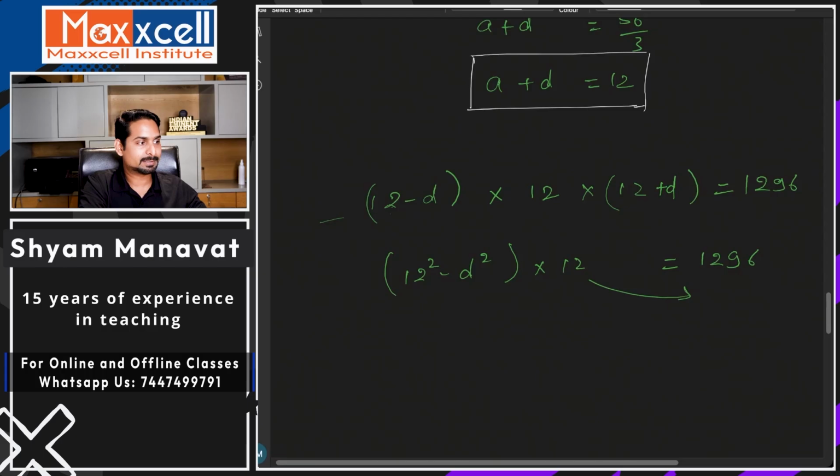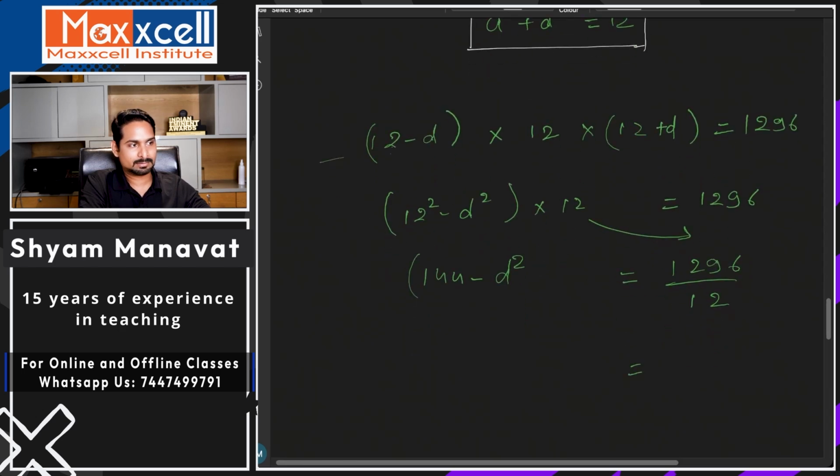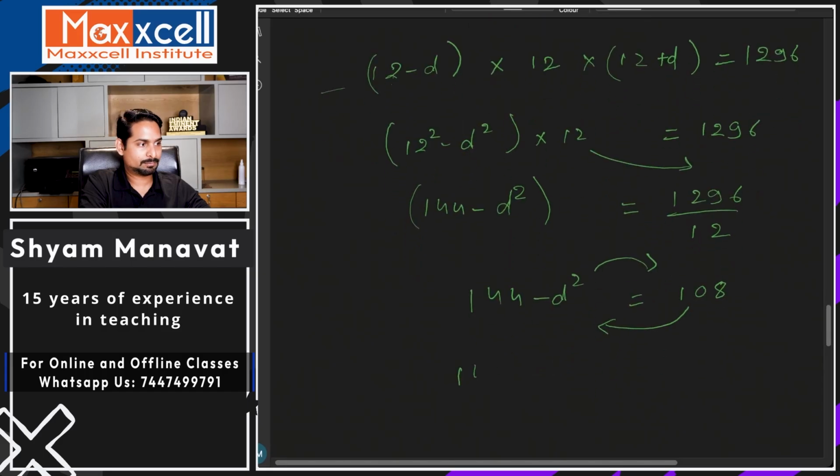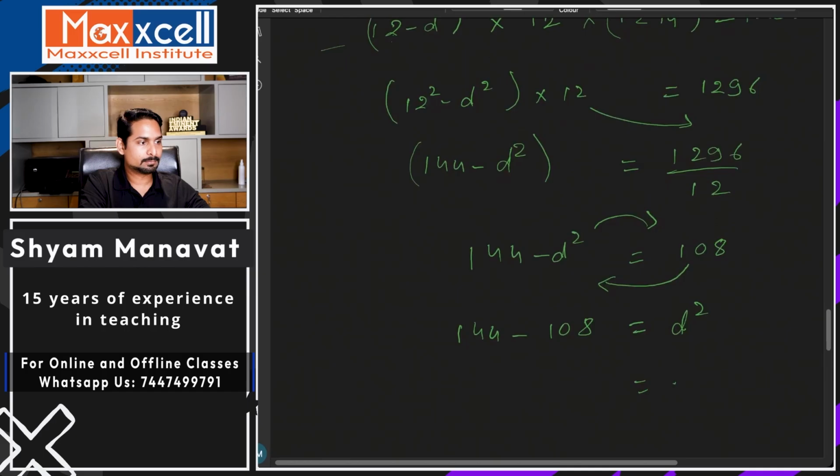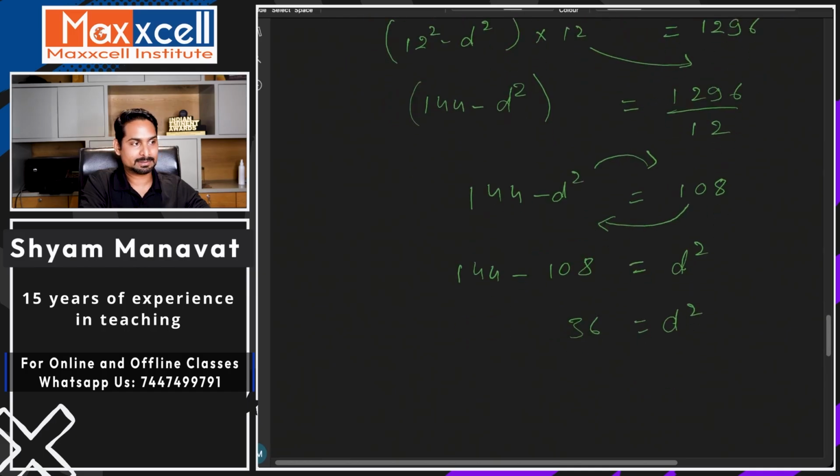So simplify this. 12 square is 144 minus d square as it is. If I take 12 to the other side, that's 1296 by 12. I know I'm writing extra steps here, but I hope you're clear. Divide that: 12 ones are 12 and 12 eights are 96. 144 minus d square. I take d square this side, 108 the other side. So 144 minus 108 is equal to d square. You get d square as 36 after subtraction.